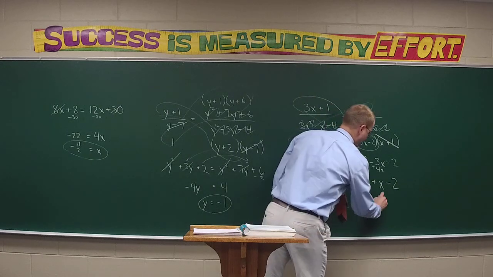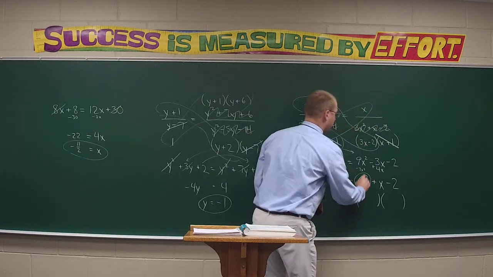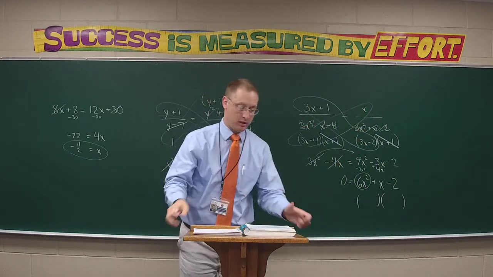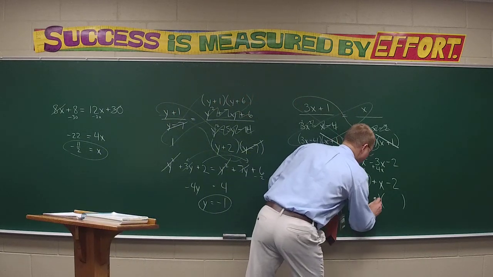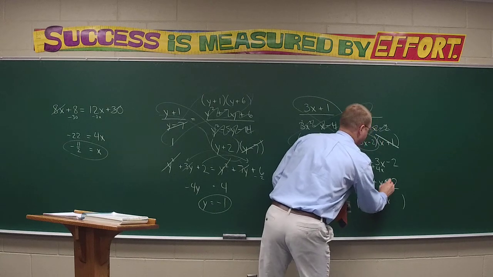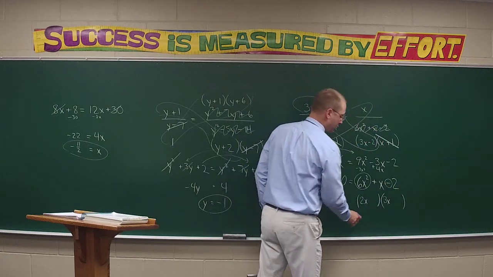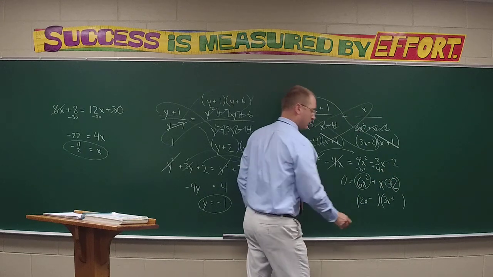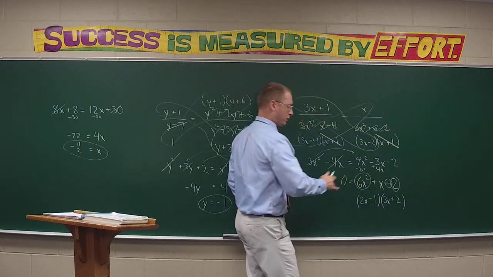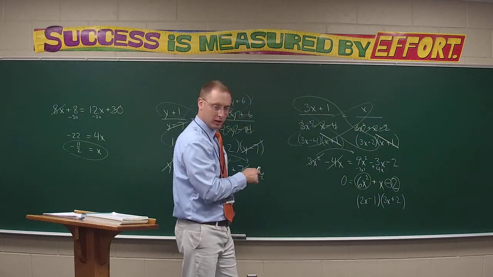I think we can factor this. Let's give it a try, Genesis. How should we split up a 6x squared? Probably 2x and 3x, right? Maybe 6 and 1, but probably 2 and 3. Negative side, of course. Different ones. And then the 2. 1 and 2. And if we check our outer inner, does that work?